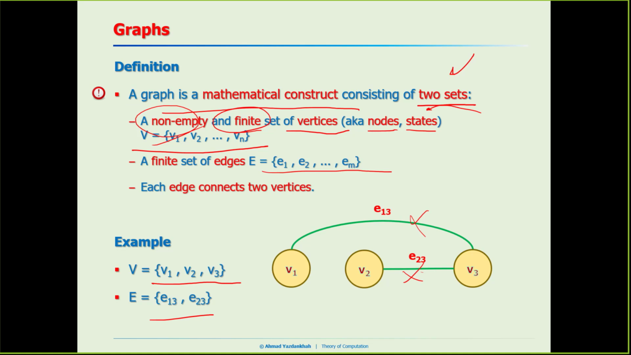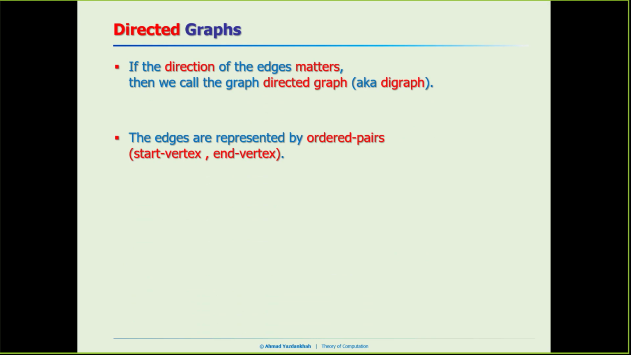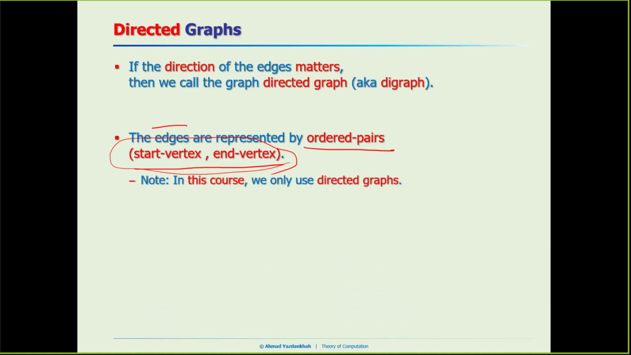So this graph is undirected. There is no direction here, but in most cases, the direction is important, especially for us in this course. So in a directed graph, the direction of the edges matters, right? We show the edges with an ordered pair like this: a start vertex, end vertex. So this will be our pattern to represent each edge, all right? As I said, in this course, we always use the directed graph.